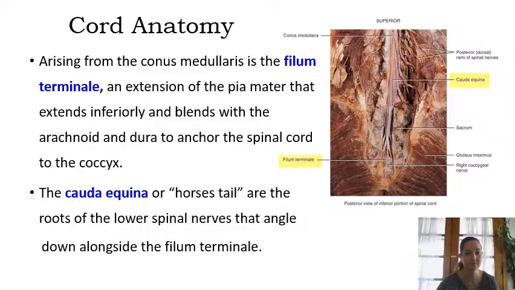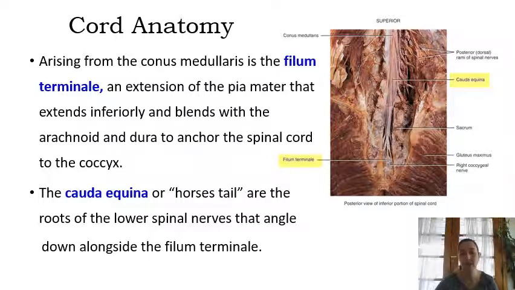All right. So extending beyond the end of the conus medullaris is a structure called the filum terminale. Filum terminale is basically an extension of the meninges. The pia mater that was surrounding the spinal cord is going to continue past the end of the spinal cord, and it's eventually going to connect with the arachnoid mater and the dura mater, and all of those meninges are going to come together to form this filum terminale.